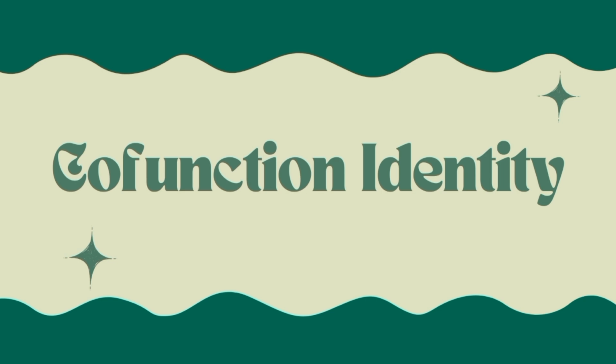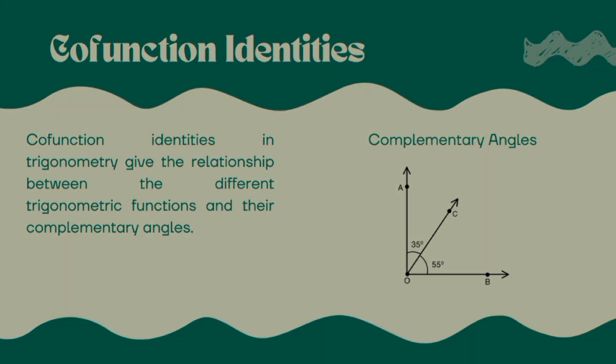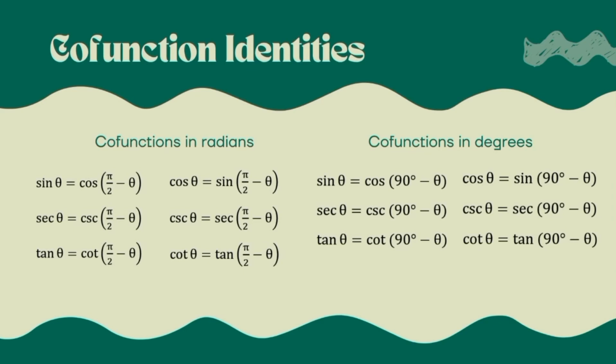Co-function identities. Co-function identities are trigonometric identities that show a relationship between complementary angles and trigonometric functions. Now, what is a complementary angle? Two angles are classified as complementary angles if their sum is equal to 90 degrees. And we can write the co-function identities in terms of radians and degrees, as these are the two units of angle measurement. Now, these are the co-function identities in terms of radians and degrees.